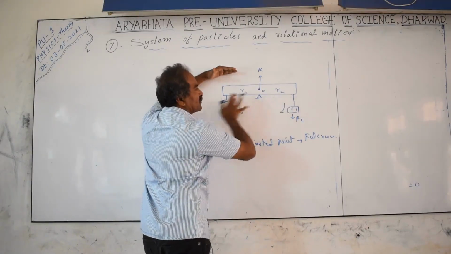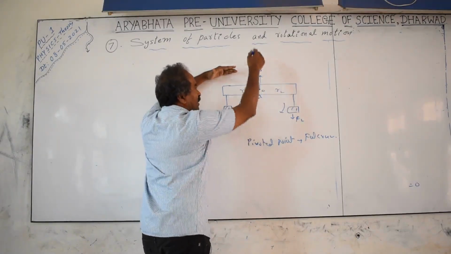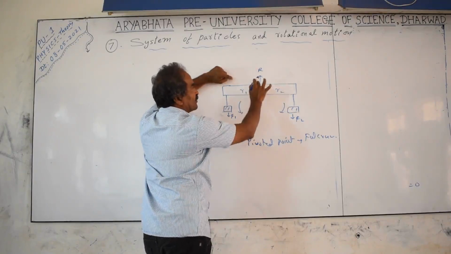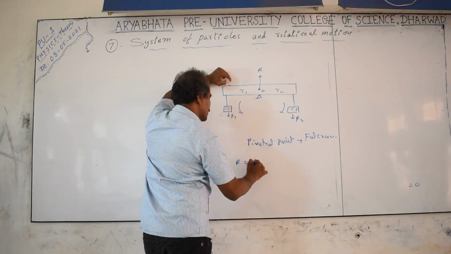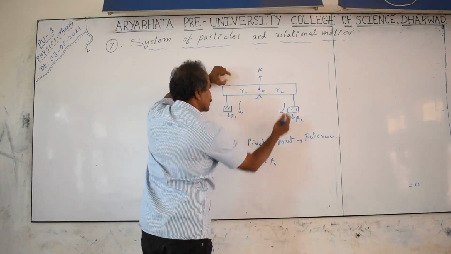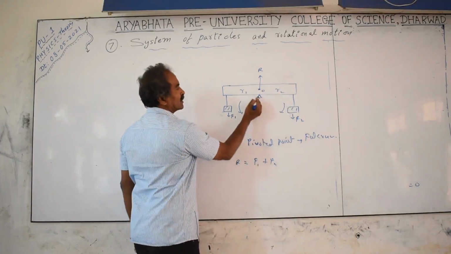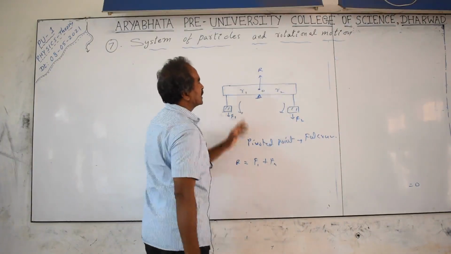There is no chance of moving left and right, so it has to move only along the y-axis, vertically. So the upward force must be equal to the downward force. The normal reaction R is equal to the left side force F1 plus the right side force F2. These two forces are pulling it downwards, but it is not going down, so it is balanced by the upward force, which is called the reaction force.